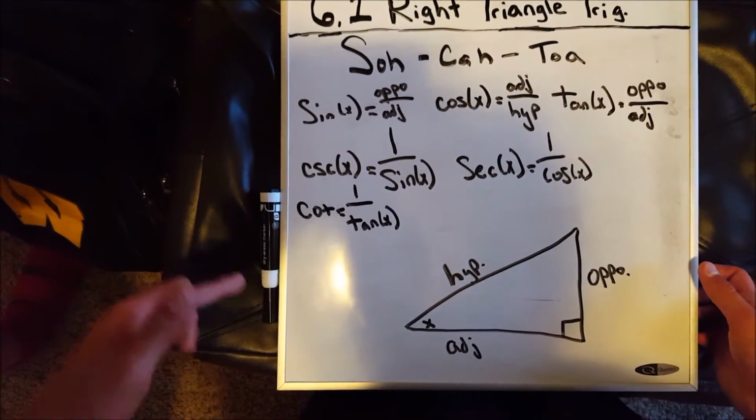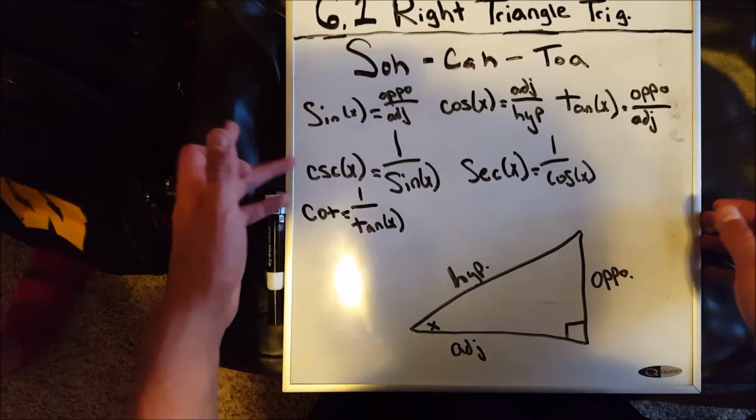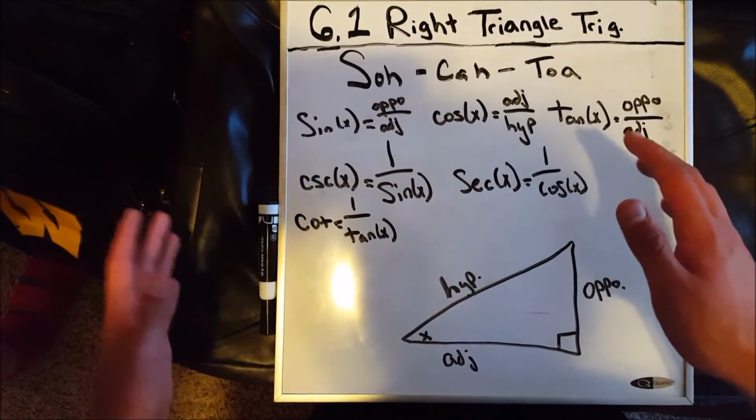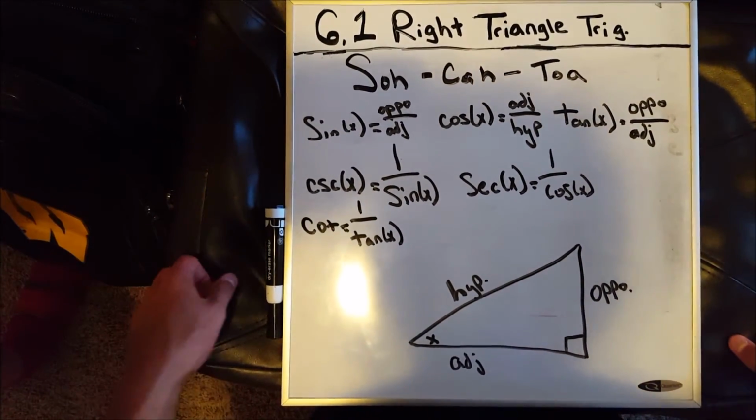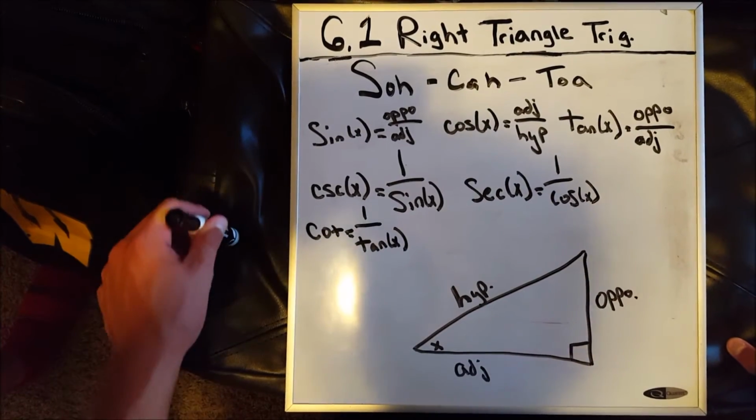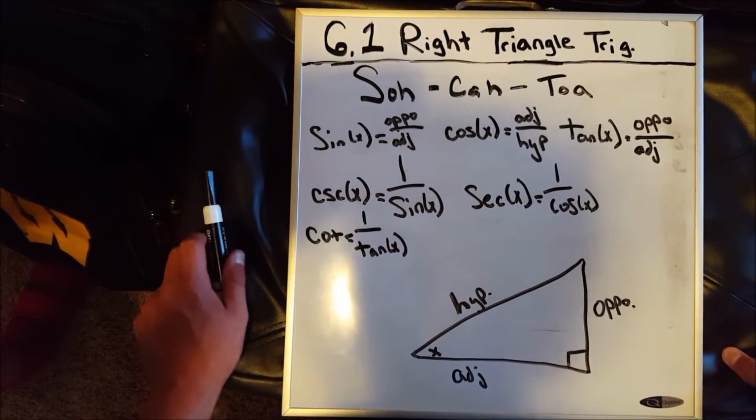A great way to remember them would be SOHCAHTOA. You know, sine is opposite over hypotenuse. Or you can remember Mr. Durant's silly way of Oscar had a heap of apples. I don't like that as much, so I go with SOHCAHTOA.